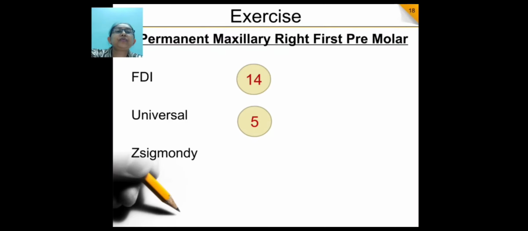Similarly, if you have to consider the universal system, it basically gives a consecutive number starting from the third molar. So the first premolar is the 5th tooth from the last tooth in the upper right quadrant. So it is numbered as 5 according to the universal system. If it is Zsigmondy, then you have the vertical and the horizontal line indicating the quadrant, that is the maxillary right, and 4 is the tooth number.